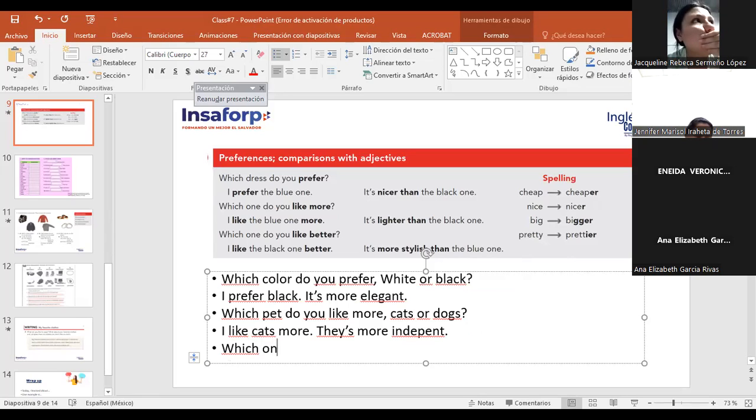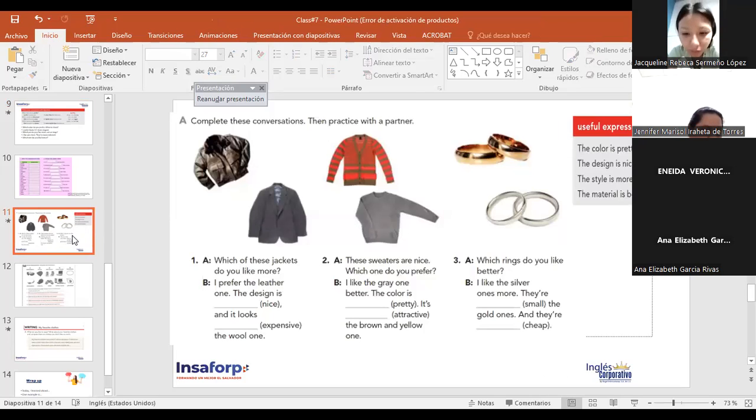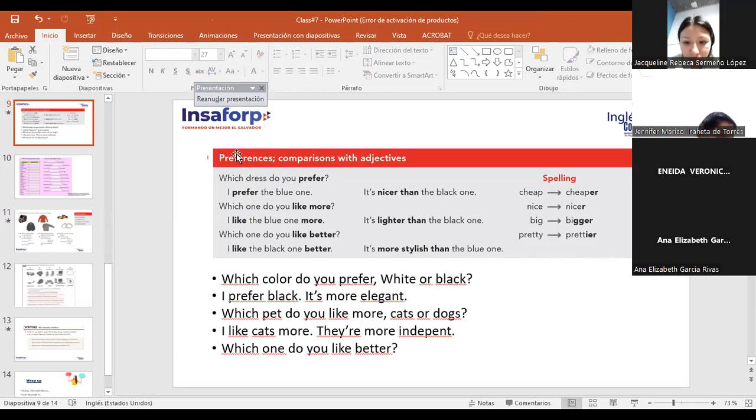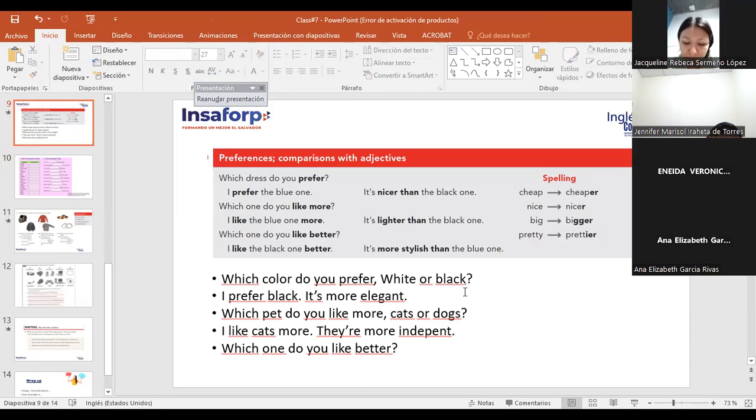Teacher, I have a question. Yes? In the last sentence, you put "dates more." They are. Sorry, yes, you're right. Thank you. They are more independent. Okay. Me sentí confundida. I'm sorry. No, thank you for telling me. Ahí error de mi dedo. No me había fijado.